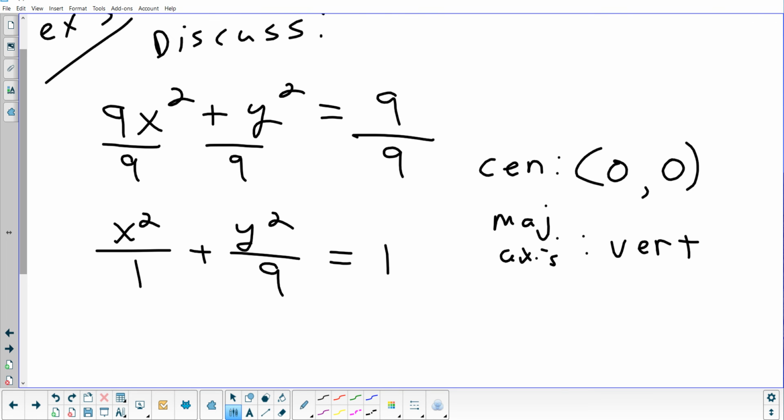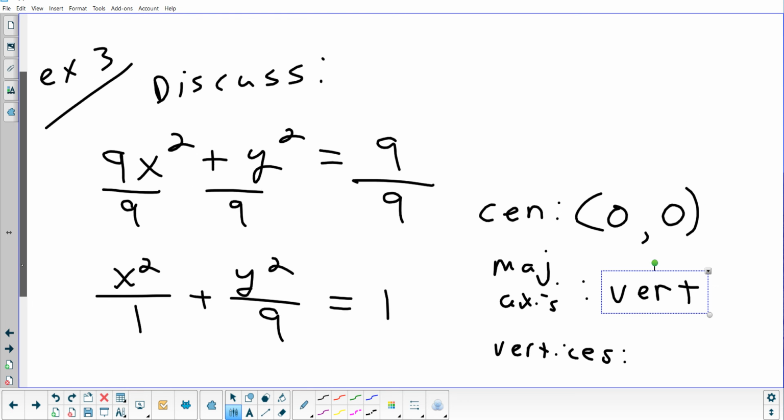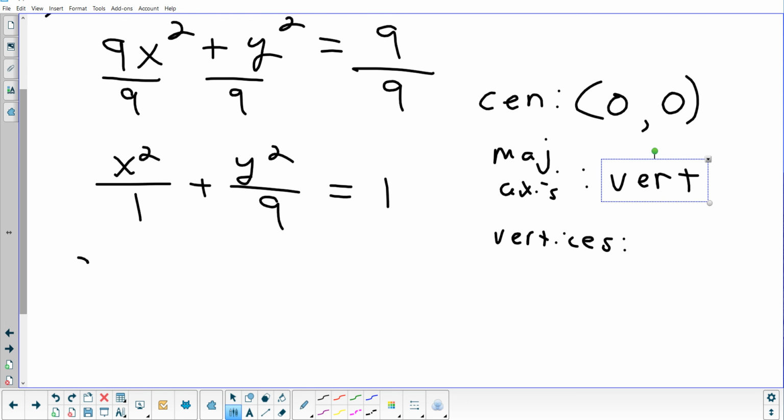Now, this tells you that everything is vertical. Everything is above and below the center. That's important. How many units above and below the center? Well, actually, before we even do that, let's write down what A, B, and C are.